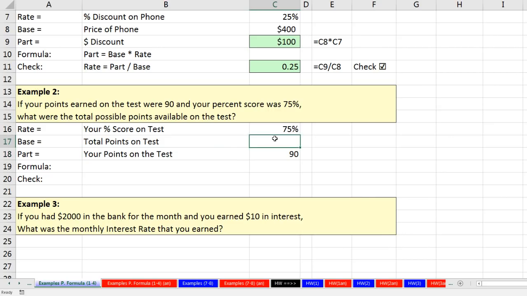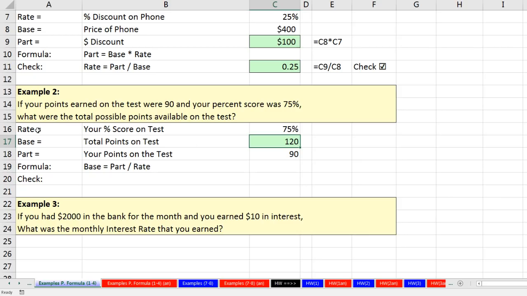So right here, we're going to make our formula, but our formula, we're going to type it out each time so we reinforce this. I'm solving for base, and base is part divided by rate. All right, so I come up here, equals, there's the part, 90 points, divided by the rate, 75. When I hit Enter, there's the total points. So 120 points were possible on the test. Now, we have our base.